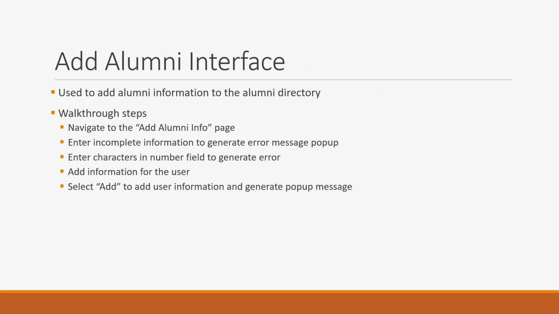So the second interface is the add alumni information. This is one of the core interfaces, and it's used to add alumni information into the directory. The walkthrough for this was navigating to the alumni information page, entering incomplete information for errors, entering wrong information for errors, adding correct user information, and then getting the confirmation of adding a user.